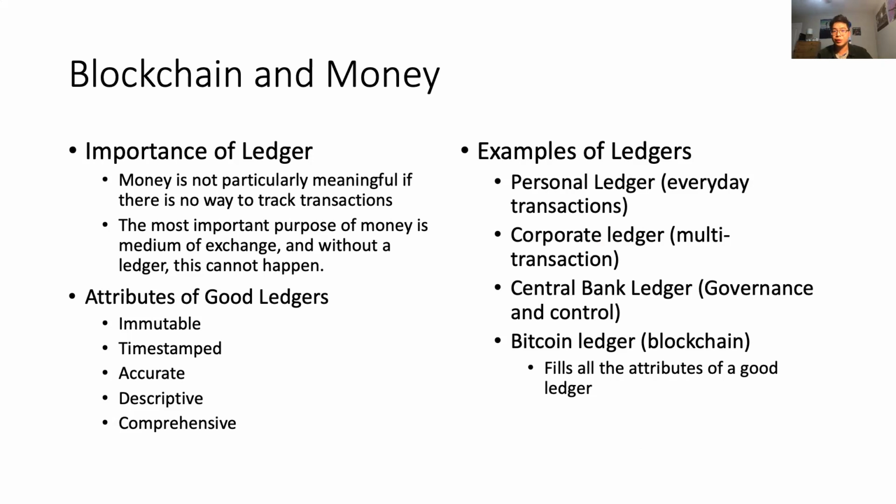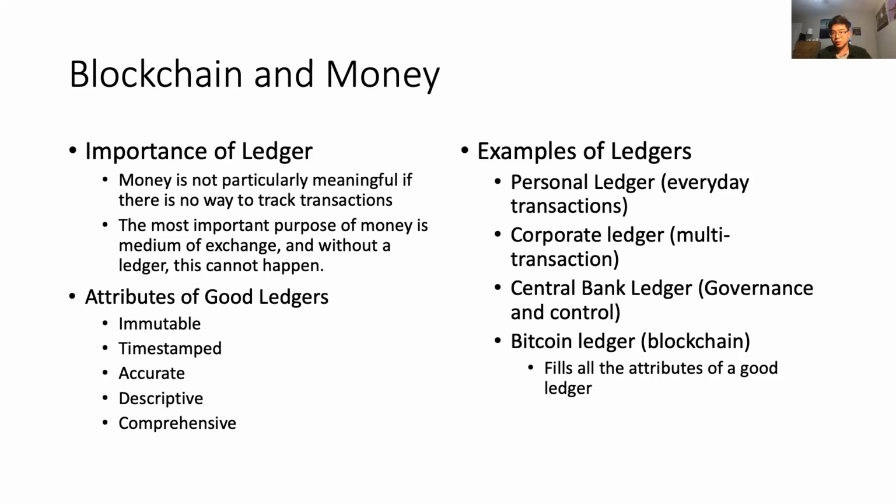So some attributes of good ledgers is that it's immutable, time-stamped, accurate, descriptive, and comprehensive. If you recall what blockchain technology even is, it fulfills a lot of these criteria, right? It's immutable, it's time-stamped, the block data makes it descriptive, the cryptography makes it accurate, and it's quite comprehensive because it's decentralized and completely transparent. So blockchain itself is a very good ledger.